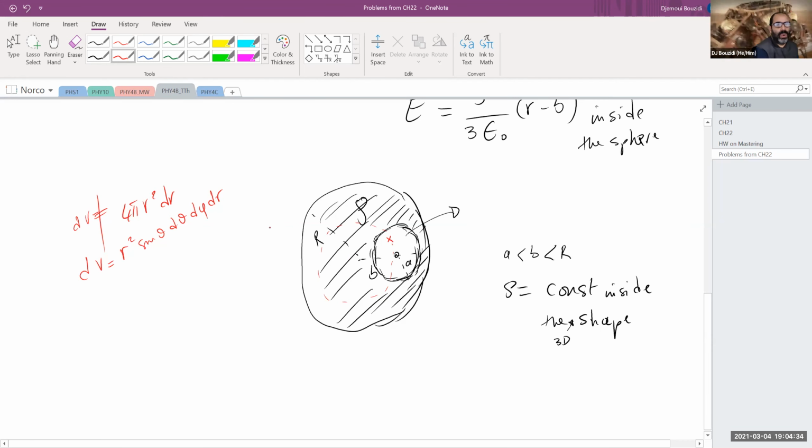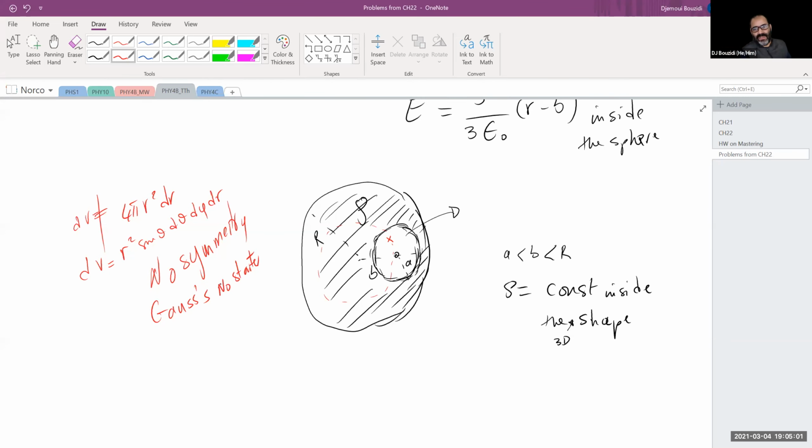And so basically rho is not constant throughout. So not only is it not constant, there is no symmetry. There is no symmetry. So Gauss's law is a no starter. You can't go there. You can't even try to work your way back to chapter 21 and do the actual integration and find the electric field.